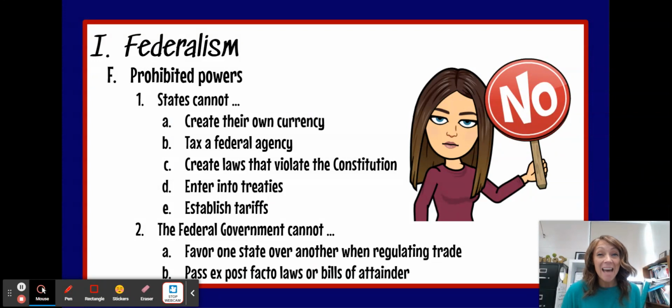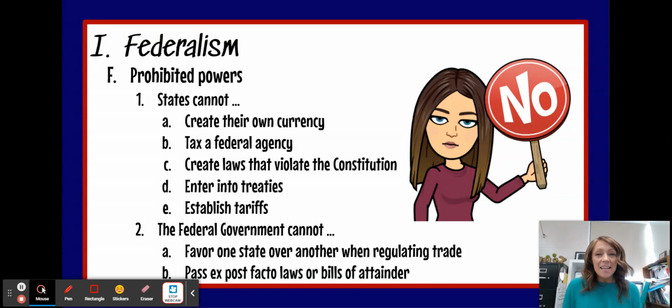States can also not tax a federal agency. That's one of those things that we discussed in the McCulloch v. Maryland landmark case, that even if a federal agency happens to be within the boundary of a state, the state cannot tax that agency, because that violates the principle of federalism and also the supremacy of national law.